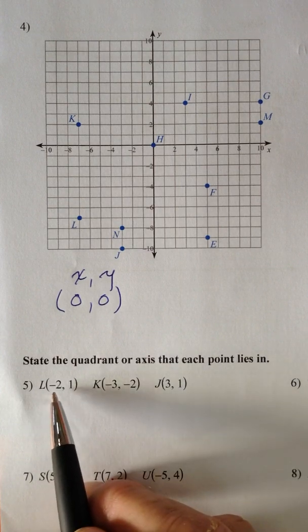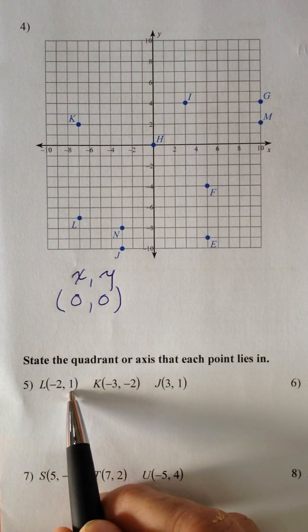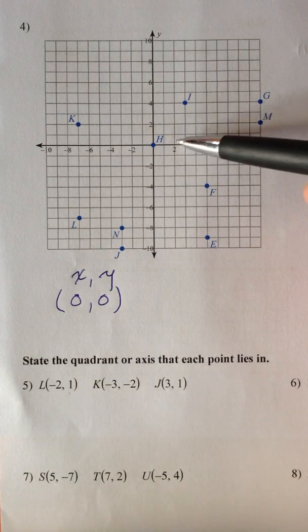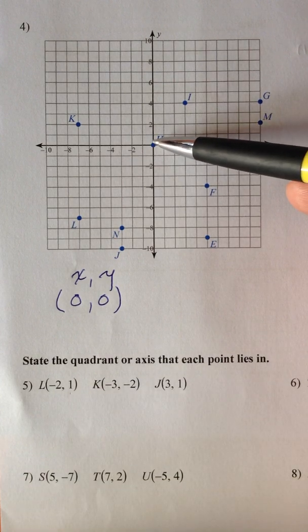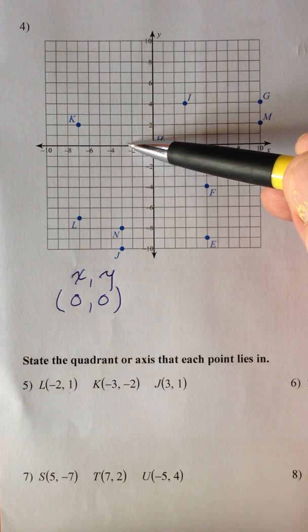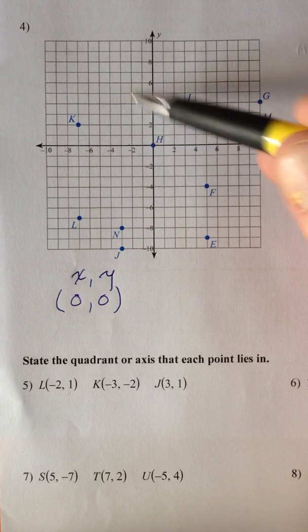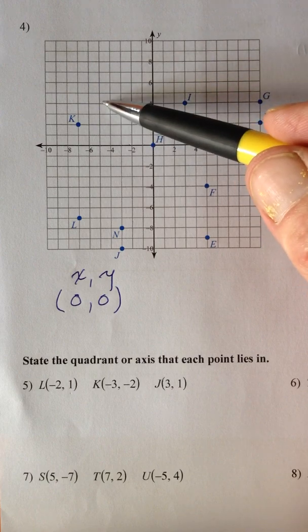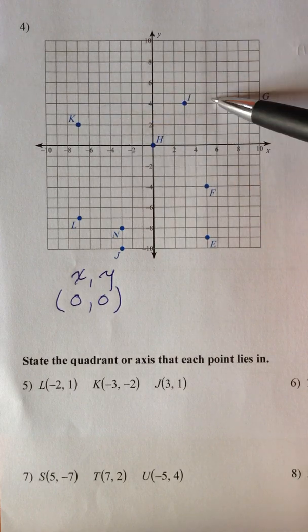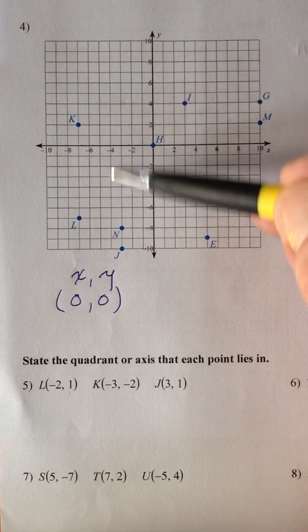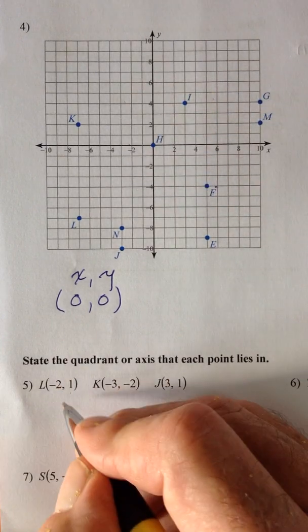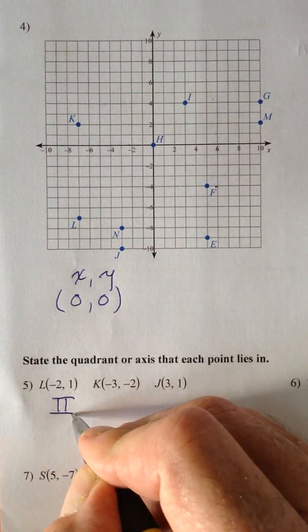So here I got -2 and 1. So if the x is -2, I got to go -1, -2, and the y is a +1, it puts me up 1. It puts me into this spot here. So that would be quadrant 2. This is quadrant 1, this is quadrant 2, 3, and 4. So this one will be quadrant 2.